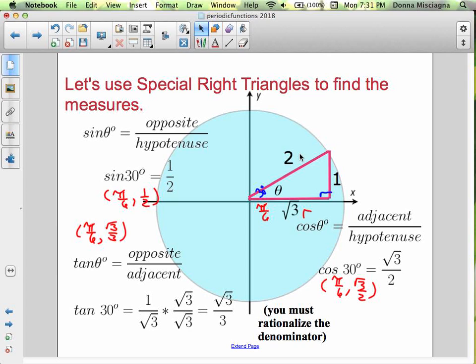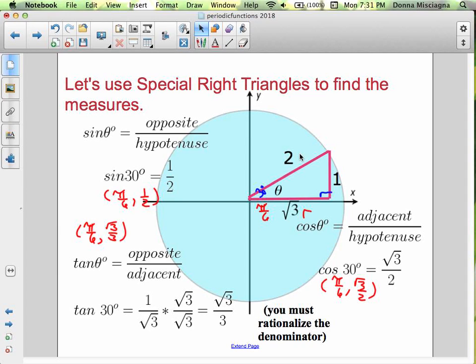Because the radians is going to be the measure we work with. For cosine, there you are. Cosine's adjacent over hypotenuse, so square root of 3 over 2. So a point on the cosine graph would be pi/6, square root of 3 over 2.